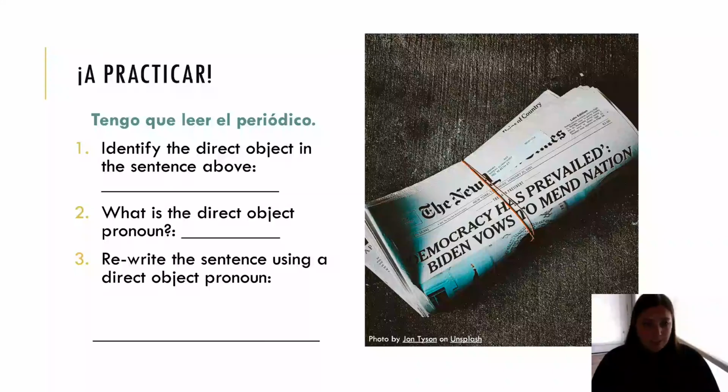So for number 1, identify the direct object in the sentence above. El periódico, because I asked myself, ¿qué tengo que leer? And the answer is el periódico. My direct object pronoun is lo.